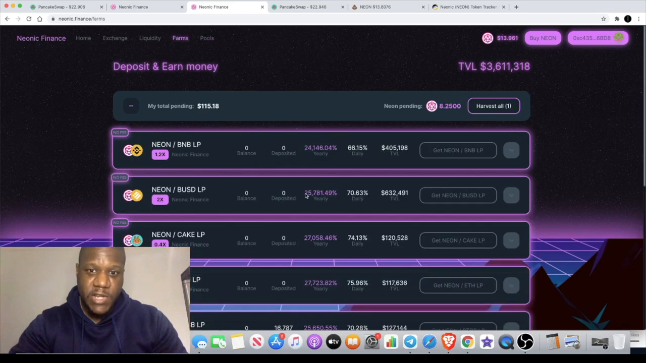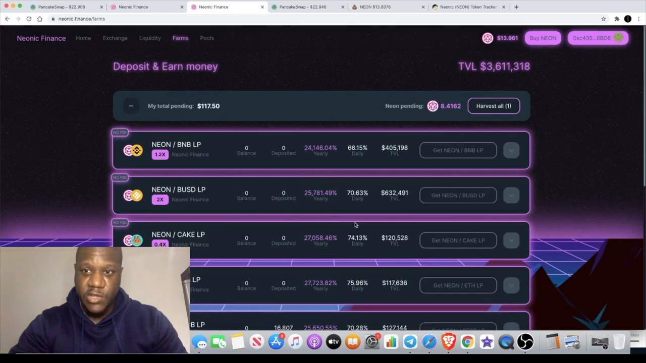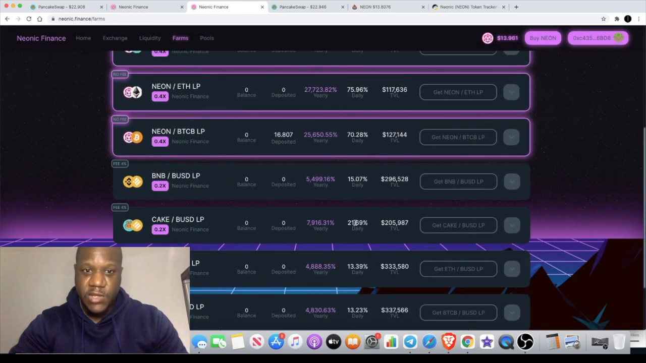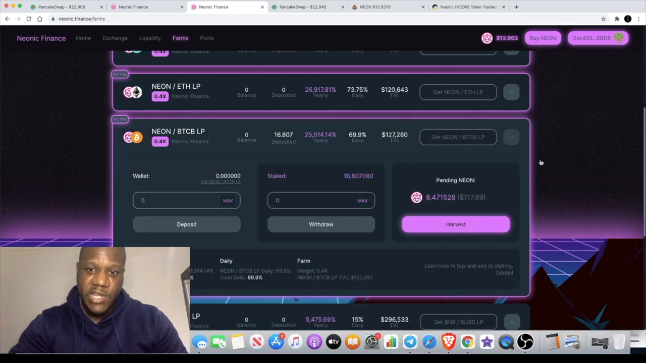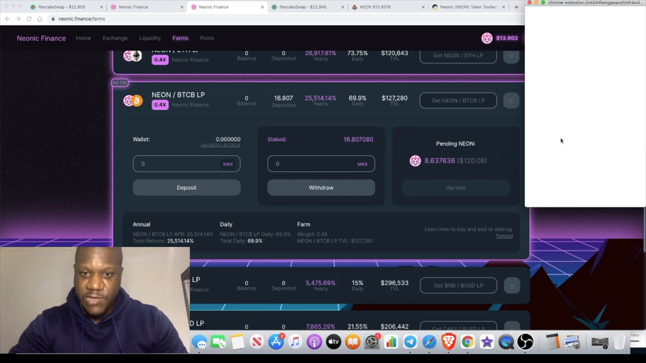Within a day or two, you can get your whole return on your investment back, as long as the price holds up on this. And even if it does go down, you can still get your investment back within a couple of days. Now, I have tested this platform out, and I have been getting my rewards on this, and the gains are insane, guys.